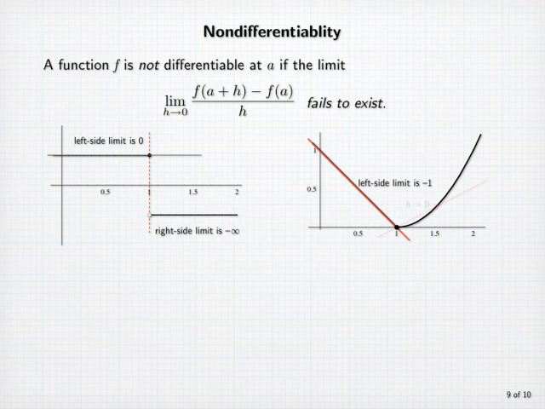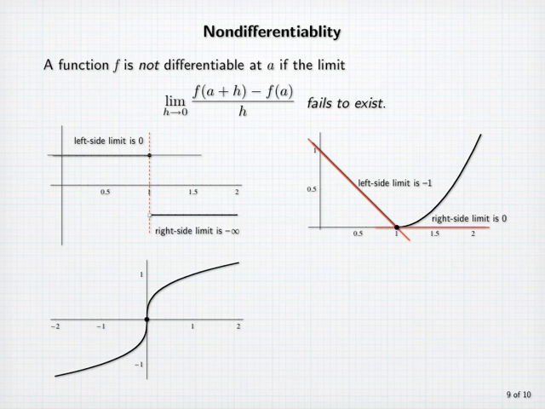Now let's consider a positive h. Here's a typical secant line corresponding to a positive h. As h gets smaller and smaller, that secant line becomes closer and closer to being horizontal, and in fact, the right-sided limit of our difference quotient as h approaches 0 is equal to 0. Since the left-sided limit is minus 1 and the right-sided limit is 0, the limit as h approaches 0 does not exist.